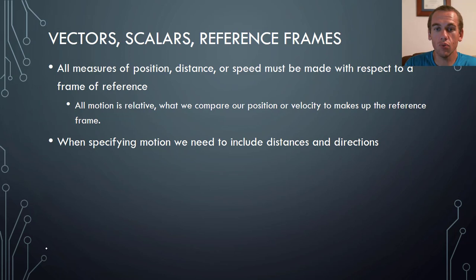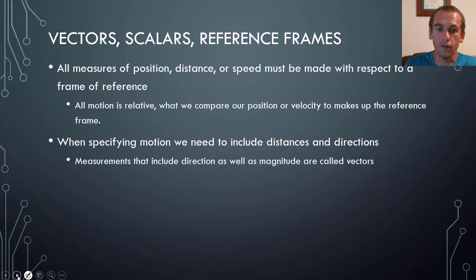When we specify motion, we need to include not only a distance, but also a direction. And this could be a speed, this could be a position, whatever. When we're describing things, we need both a distance and a direction. And measurements that include directions are called vectors. Now, I have this word magnitude here. Magnitude is the part of the measurement that tells me how big or how many or how much. It's the number part. If I say 15 meters east, that is a vector because it tells me how far and in what direction. If I just say 15 meters, that's the magnitude. That's what we call a scalar.